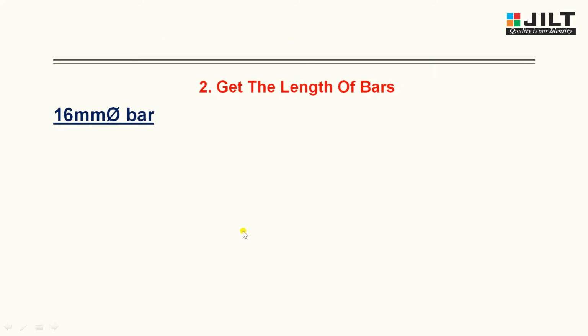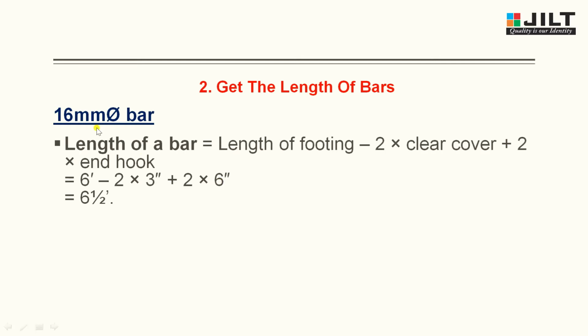Now let us go for the second point. What was the second point? To get the length of the bar, we calculated the number of bars required in the first step. Now I am going towards the second step, that is length of the bars. First I am calculating the 16 bar. The length of the bar formula is length of footing minus 2 into clear cover plus 2 into end hook. The length of footing, long side, was mentioned as 6 feet, minus 2 into clear cover of 3 inches, plus 2 into 6 inches end hook. So basically the 16 bar length is approximately 6.5.